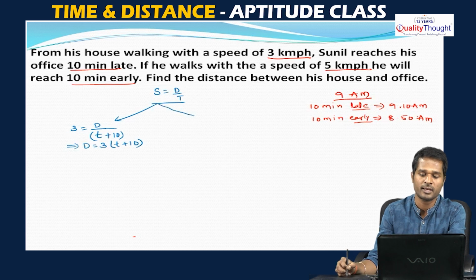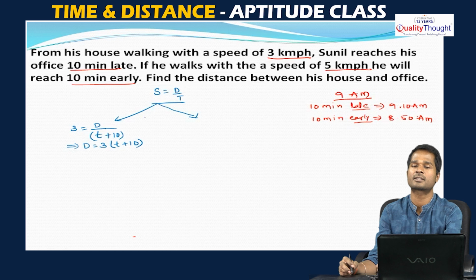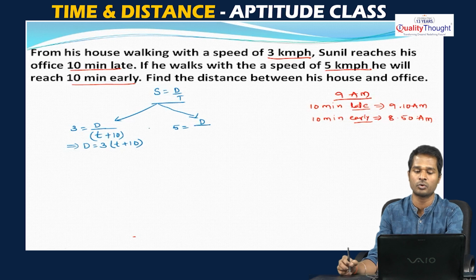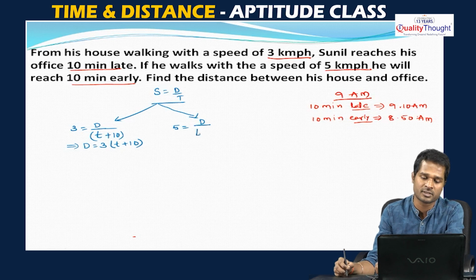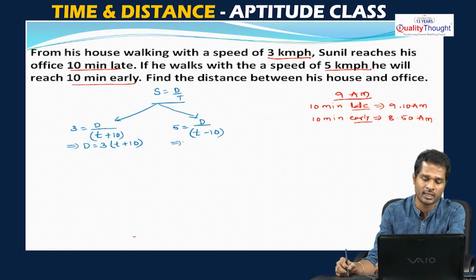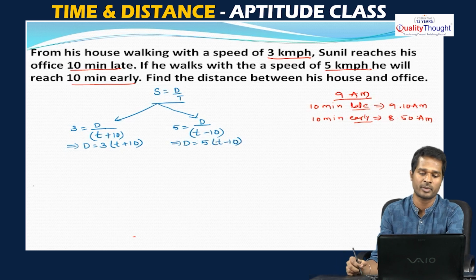Now in case 2, he has traveled with a speed of 5 kilometers per hour. The distance will remain the same from home to office or office to home. This time he reached the office 10 minutes early. So early means subtract it. Now here the distance d will be written as 5 into t minus 10.